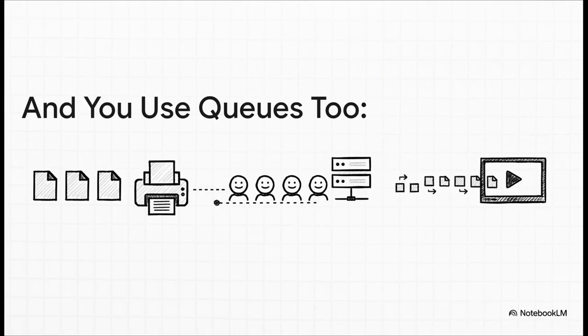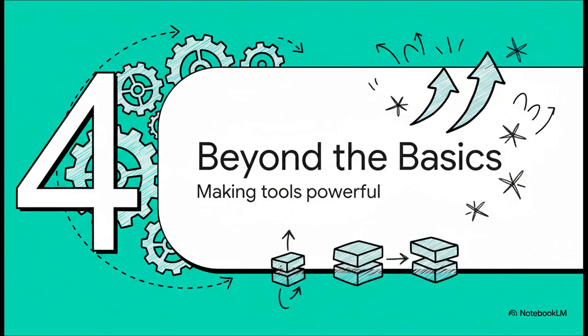So what about queues? Oh yeah, you use them constantly. If you've ever sent a bunch of documents to a printer, you've used a queue. The first thing you sent is the first one that prints. Web servers use queues to handle all of our requests in the order they arrived. And the video you're streaming right now, it's using a queue to buffer data to make sure you get smooth playback.